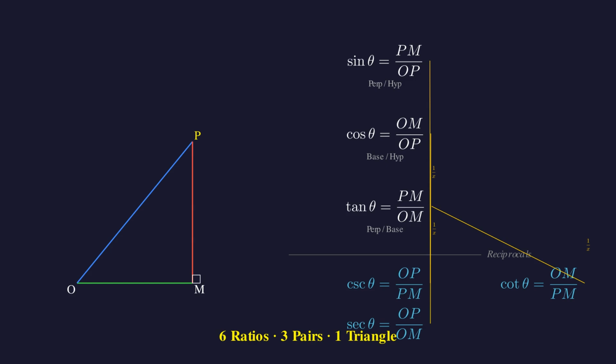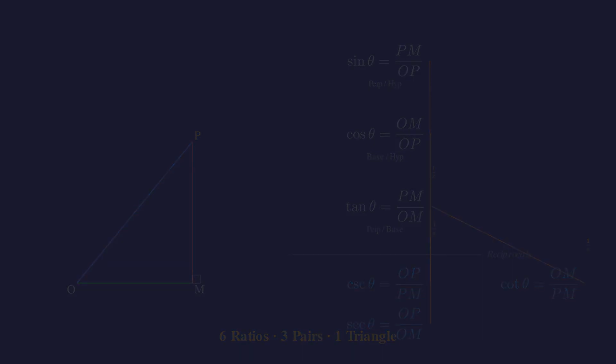Now here's a neat pattern. The next 3 are just the flips. Cosecant is the flip of sine, hypotenuse over perpendicular. Secant flips cosine, hypotenuse over base. And cotangent flips tangent, base over perpendicular. 6 ratios, 3 pairs of reciprocals, all from one triangle.